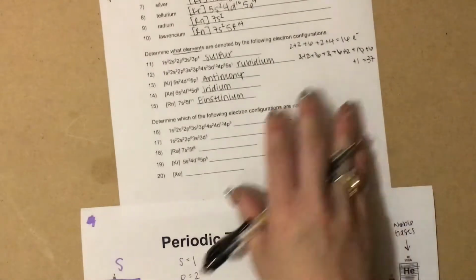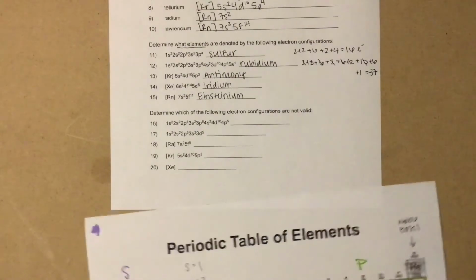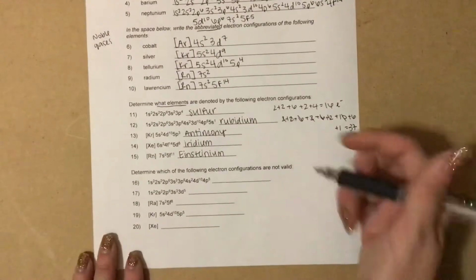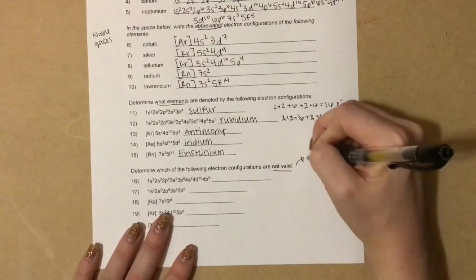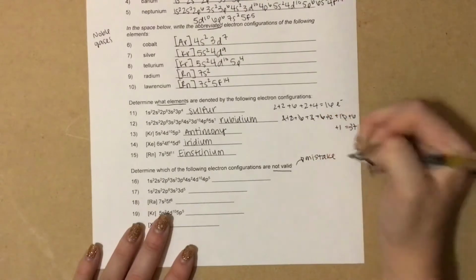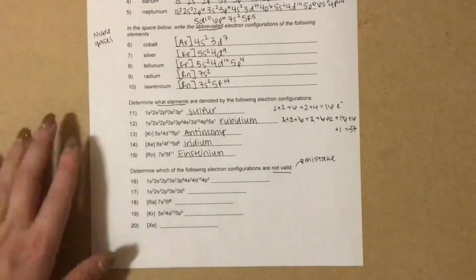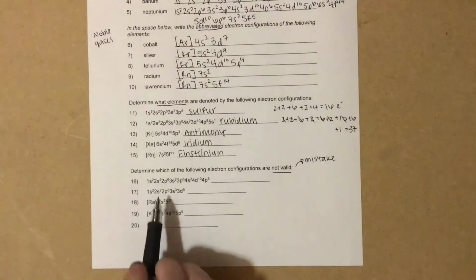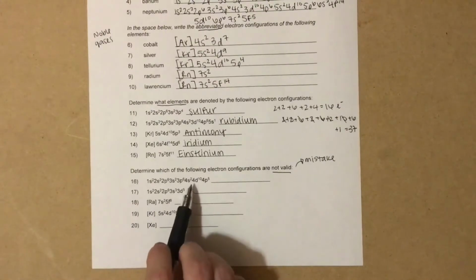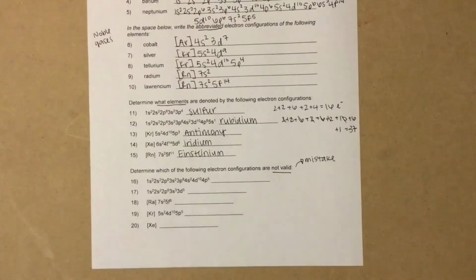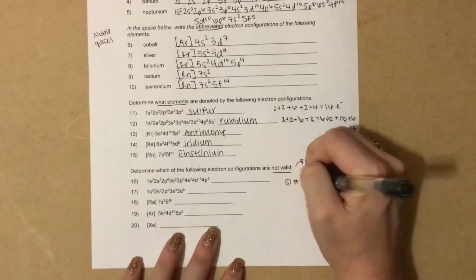Then our last section is to determine which of the following electron configurations are not valid. Basically, not valid means it has an error or a mistake in it. So let's start with this first one. It says 1s2, 2s2, 2p6, 3s2, 3p6, 4s2, 4d10, and 4p5. The first thing I look for is the number of electrons.